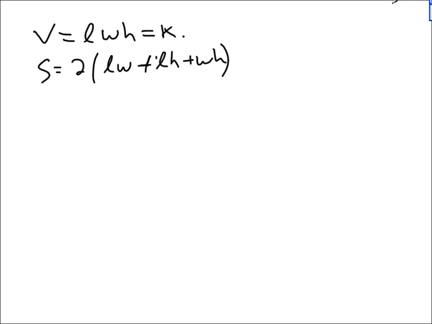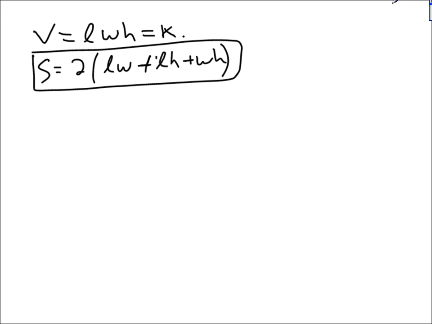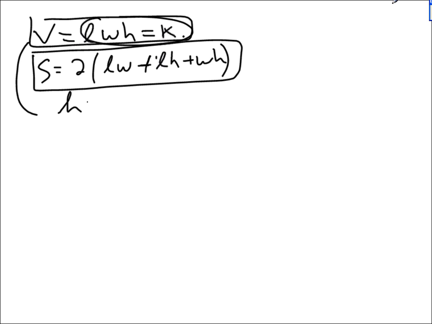So you want to minimize the cost. You want to pay the cheapest for these 6 walls. So you want to minimize the surface area, subject to this constraint. You need to eliminate one of the variables. From the first equation, we can solve for H. H is equal to K over LW. And then we just plug that into the second equation, which we want to minimize.